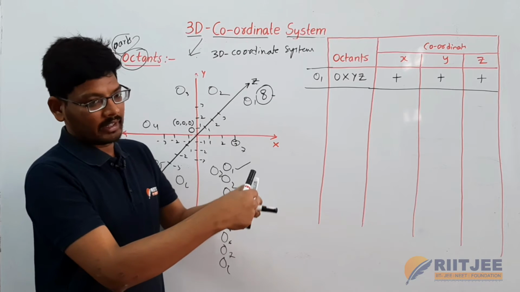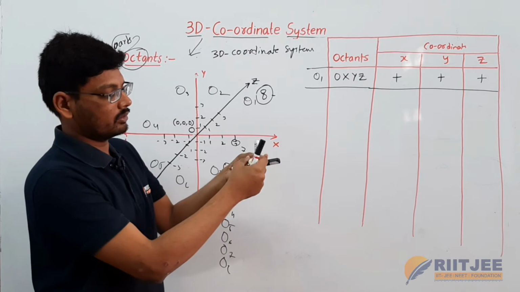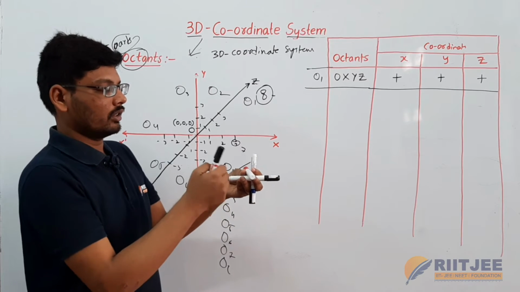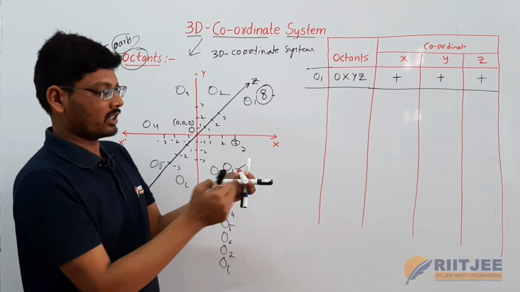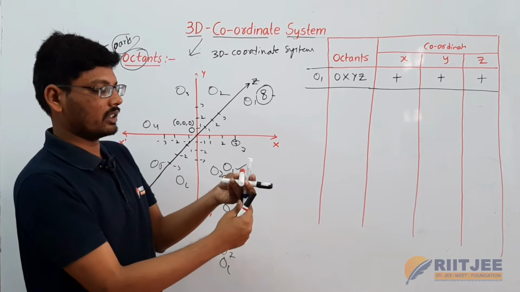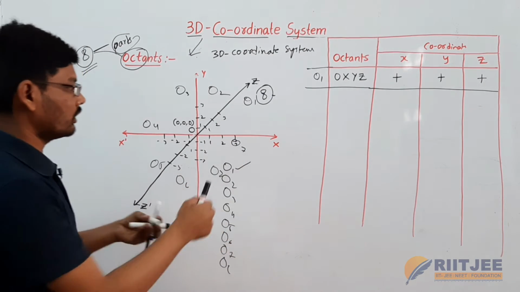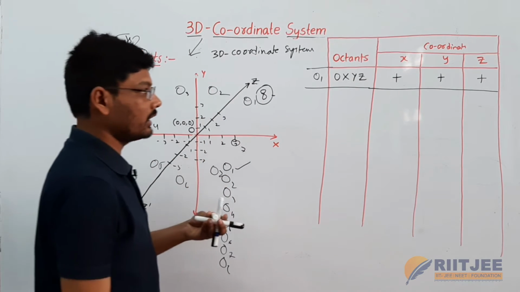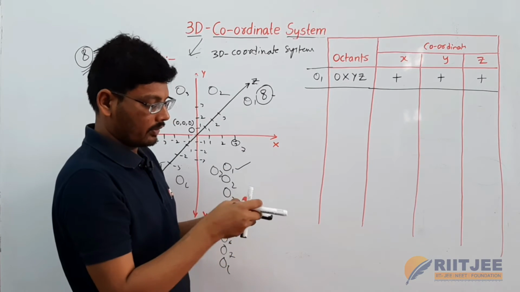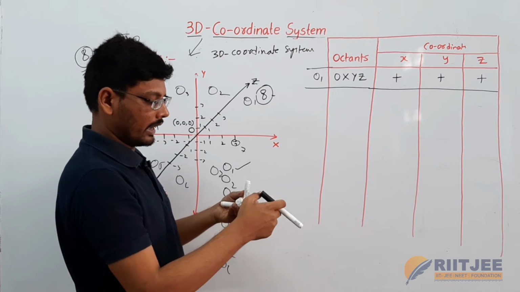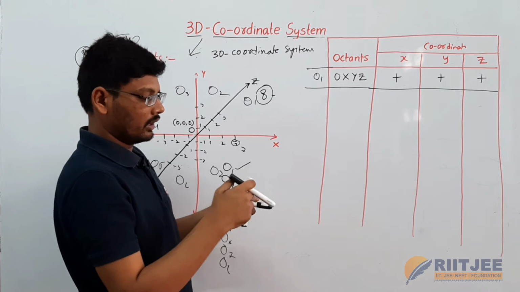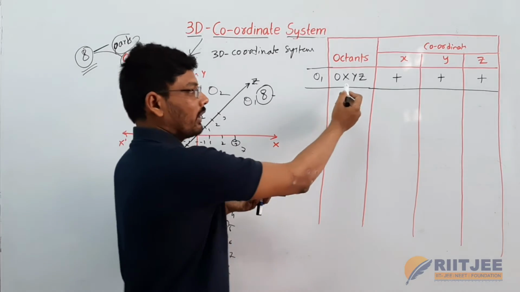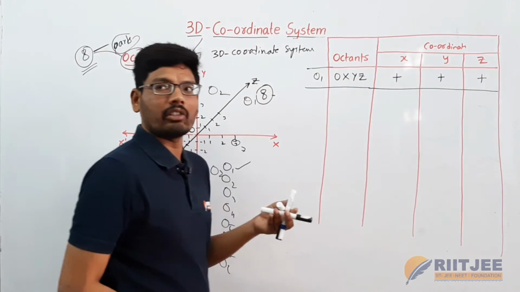So here, this is the three coordinate system I am taking. This is X'OX, Y'OY, and this is Z'OZ. Similarly I am taking the first quadrant here, with OX, OY, OZ. This is the first part, the first quadrant I am taking. In this first quadrant all of the X, Y, Z values are positive.